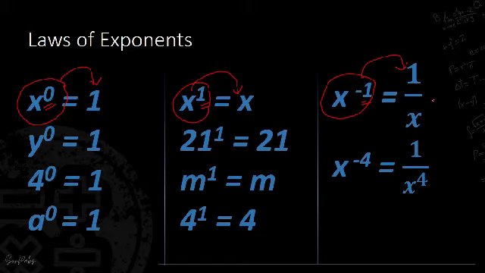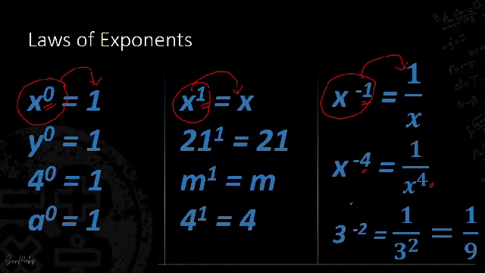Pero if that is first power, hindi na natin nilalagay yun. So x to the negative 4, the reciprocal is 1 over x to the fourth. So the exponent of negative 4 is transformed into positive because we obtain the reciprocal of the given variable.